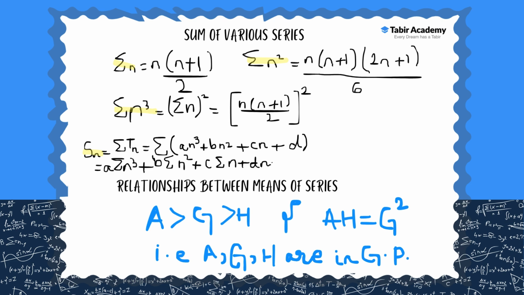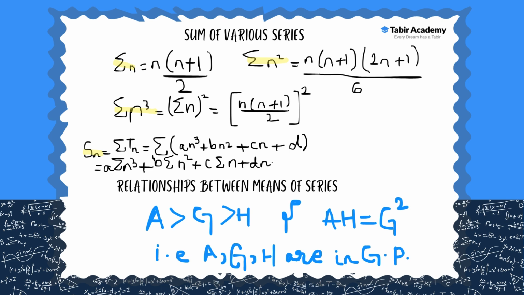Next, the sum of squares is calculated using n into n plus 1 into 2n plus 1 over 6. Then the sum of cubes formula is unique because it's just the square of the sum of the first n numbers formula.